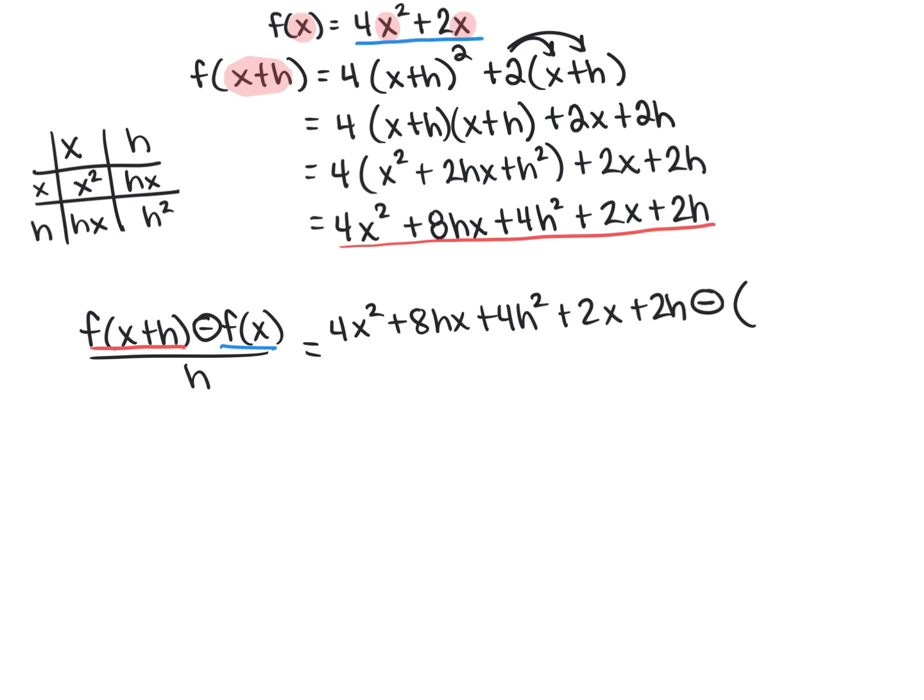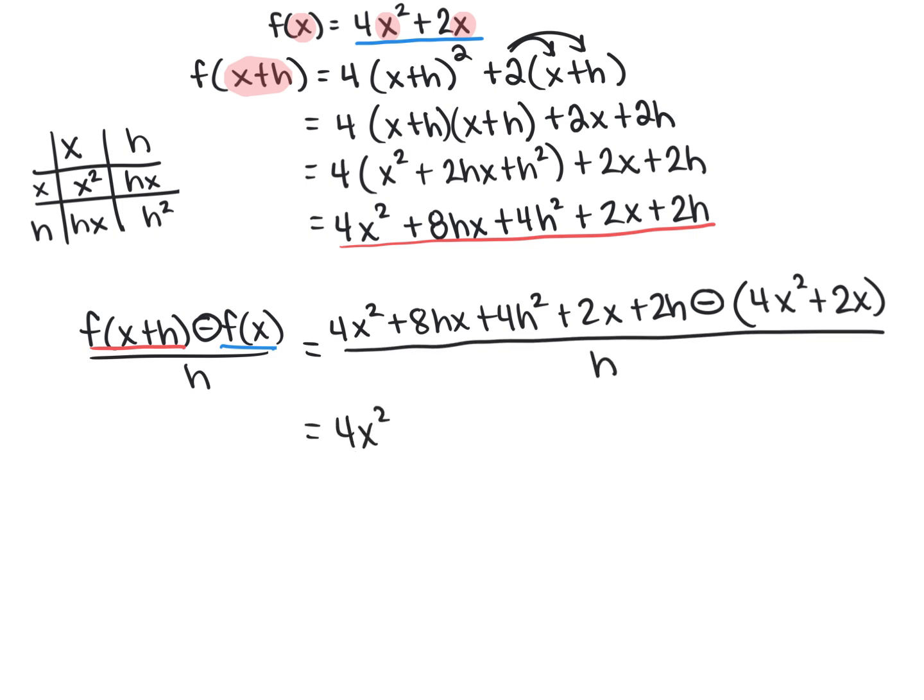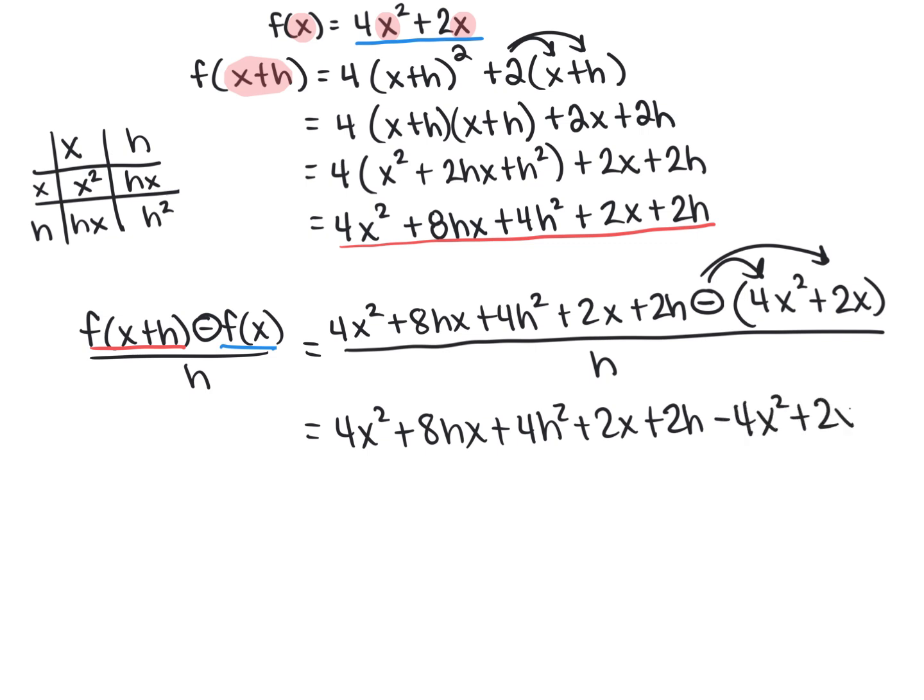And then we are looking at f of x. So f of x was what we started with. So that's what goes in next. We have 4x squared plus 2x. And that concludes the top. So then all of that goes over h. So we have 4x squared plus 8hx plus 4h squared plus 2x plus 2h, and then we distribute this negative to every term beyond it. So minus 4x squared plus 2x, and don't forget your denominator, it's still there as an h.